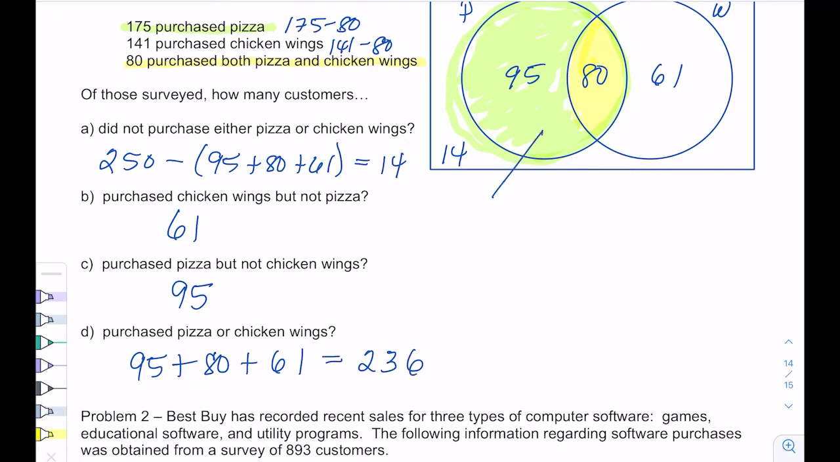So again, the green represents people who only ordered pizza. The yellow is those who ordered both. And the white is those who ordered only wings. And then the 14 is those who ordered none.